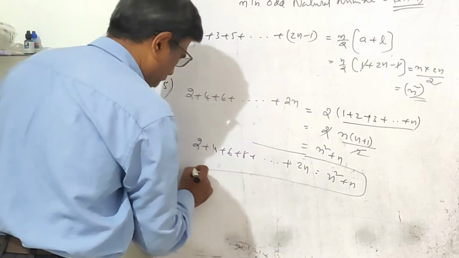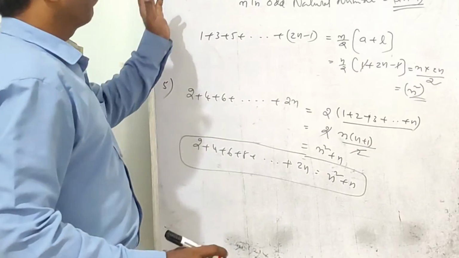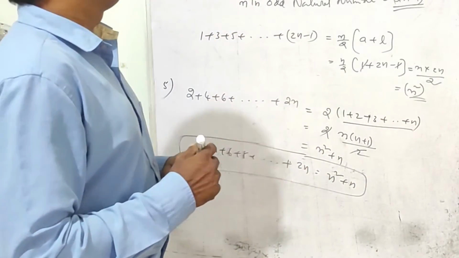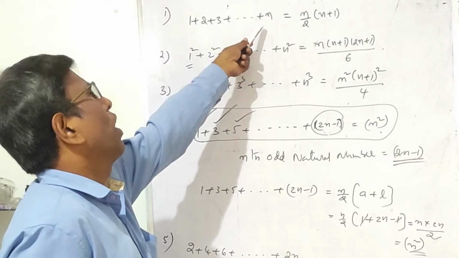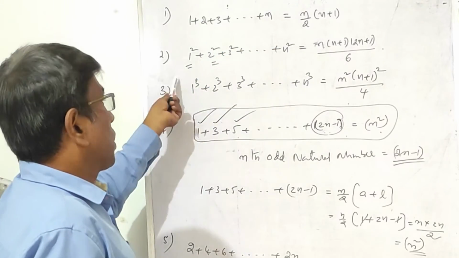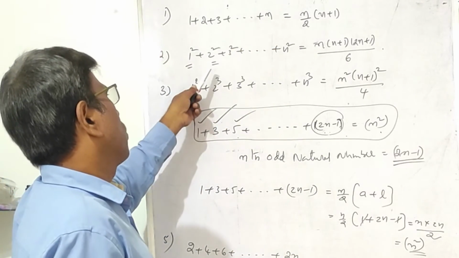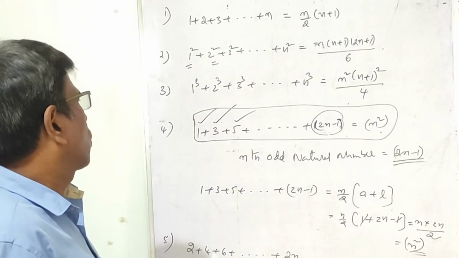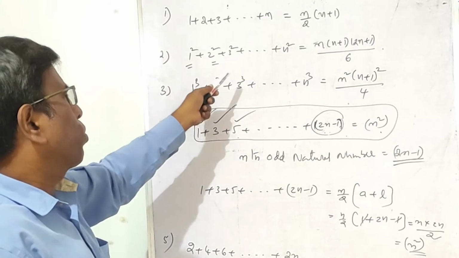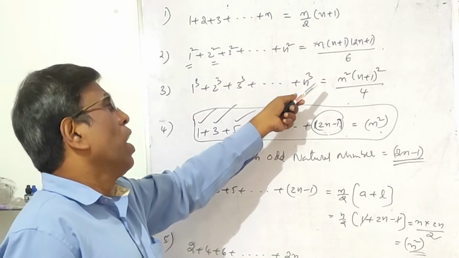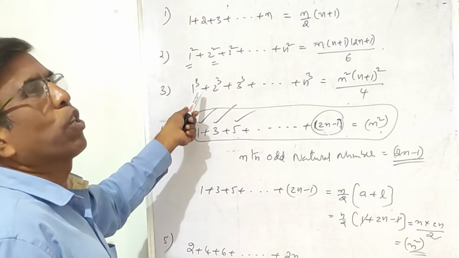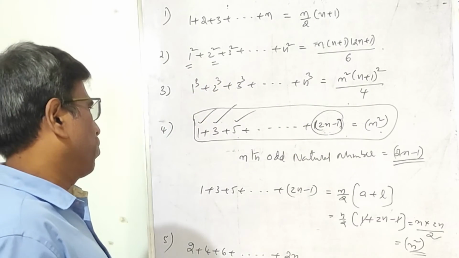So again, we are discussing the 5 formulas here. First formula, the sum of n natural numbers: 1 plus 2 plus 3 and so on is n by 2 into n plus 1. Second, the sum of the squares of n natural numbers, 1 square, 2 square, 3 square, and so on: n into n plus 1 into 2n plus 1 by 6. Third formula, 1 cube plus 2 cube plus 3 cube and so on to n cube: n square into n plus 1 whole square by 4. This is the sum of the cubes of n natural numbers.